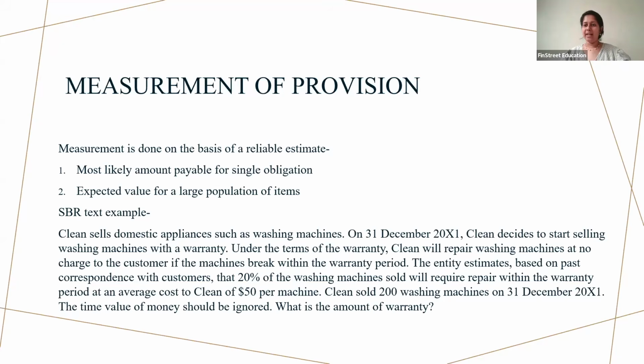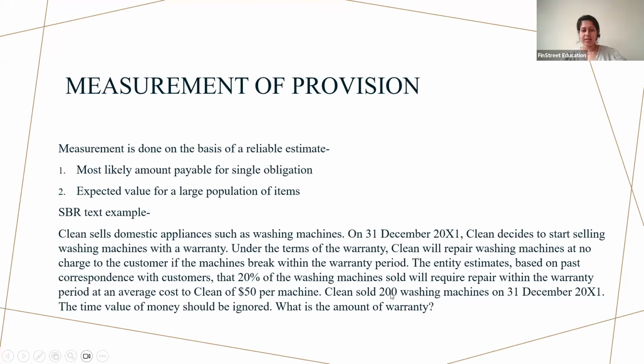Now, I've taken this example from the SBR textbook. It's a very simple example. I want you to quickly read it once and give me the answer. Just have a look and tell. The company has to make a provision of around 2,000 pounds, and that will be segregated throughout the year. What is the amount of warranty that we can show here? Overall around 2,000 pounds.